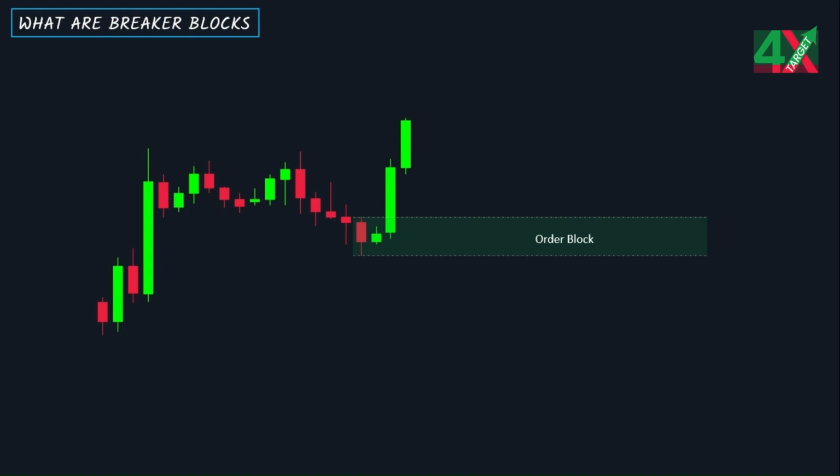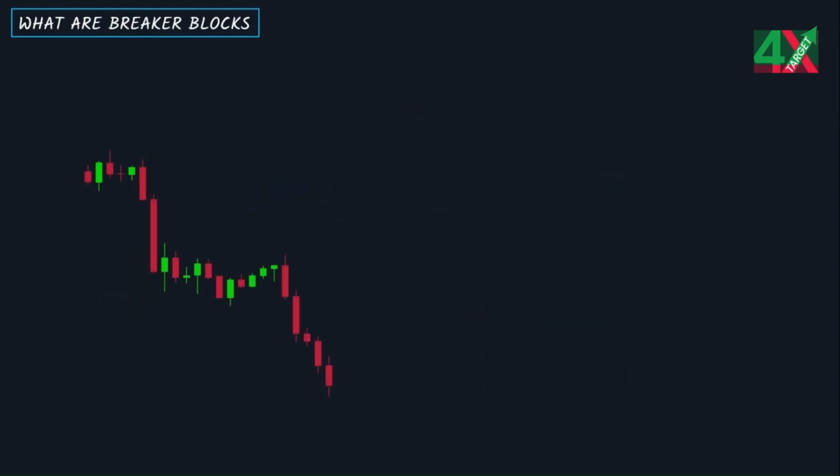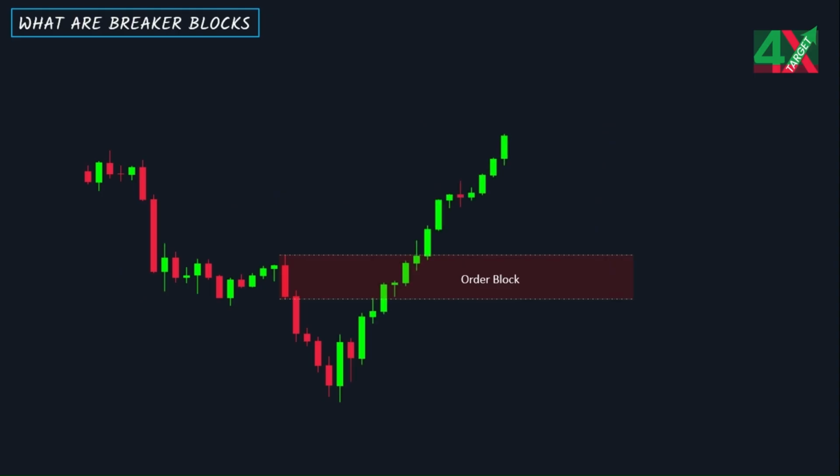When price decisively breaks through a bullish order block and closes below it, that demand zone loses its strength and becomes a supply area. This newly formed supply zone is called a bearish breaker block, and it is an area where price is likely to face rejection upon a retest. Conversely, when price breaks through a bearish order block and closes above it, that supply zone flips into a demand area. This is known as a bullish breaker block, where price has a high probability of reacting on a revisit.